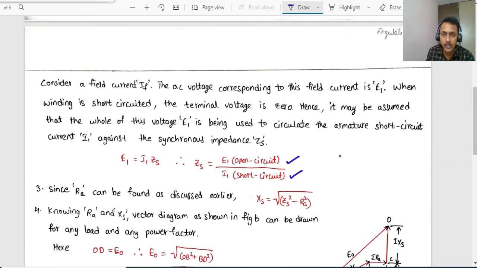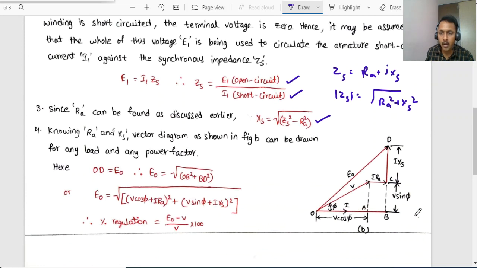Once you know the value of ZS, we already know that the impedance ZS is equal to the armature resistance Ra plus jXS. From this we can easily find the synchronous reactance XS. Mod ZS is given by root over Ra square plus XS square. Based on that, XS is equal to root over ZS square minus Ra square. Once you know the value of XS, the synchronous reactance, it will be easy to plot the phasor diagram.